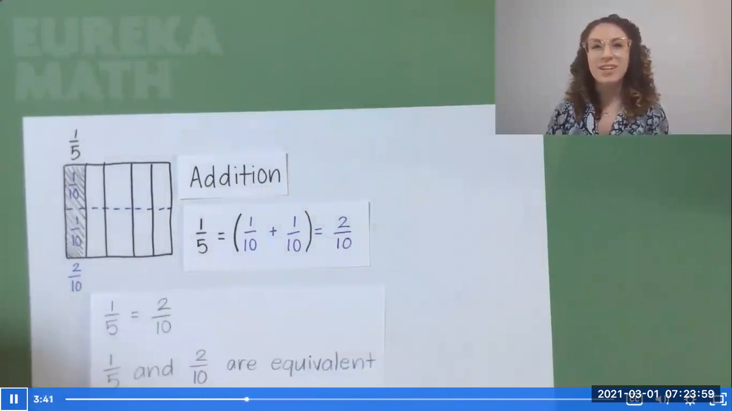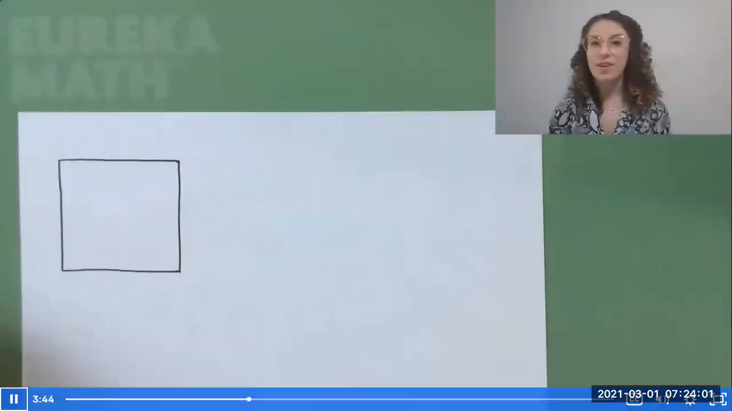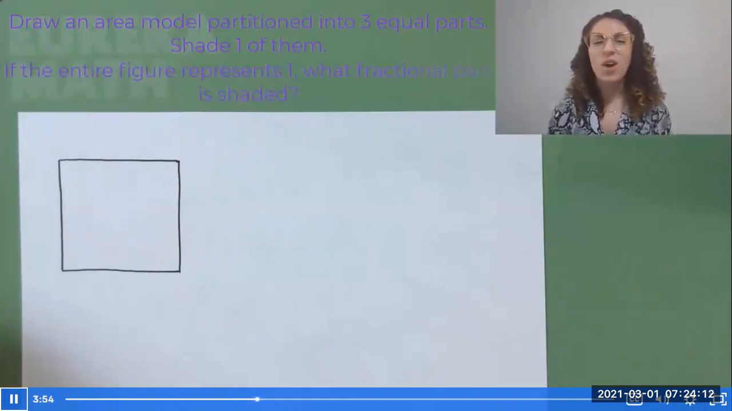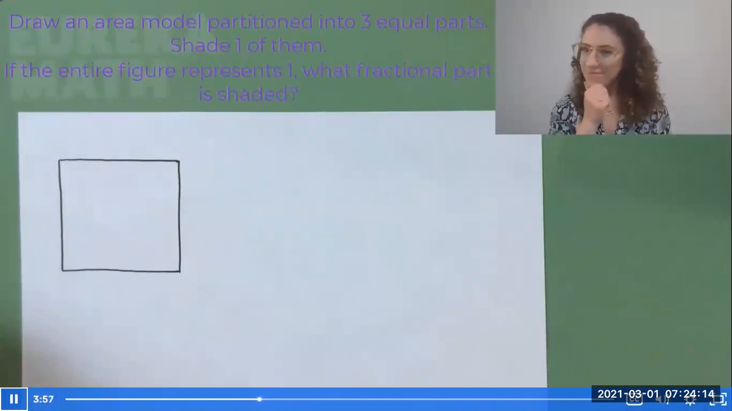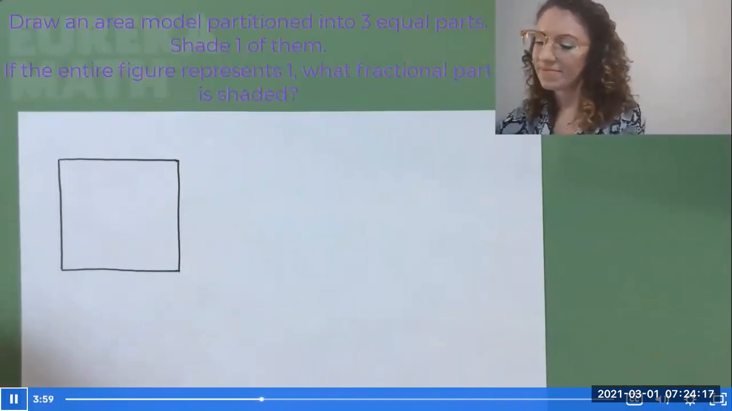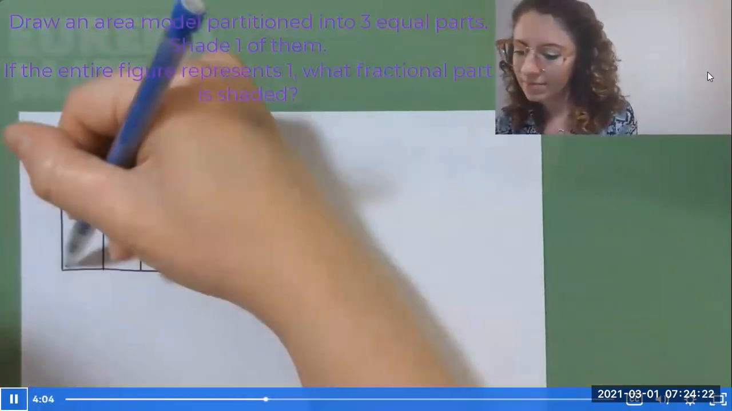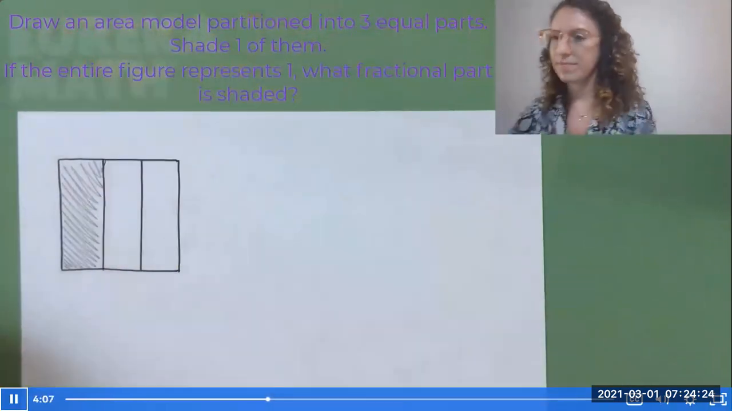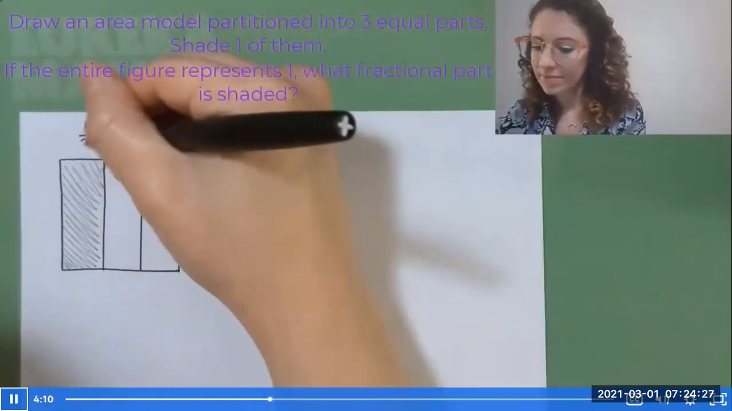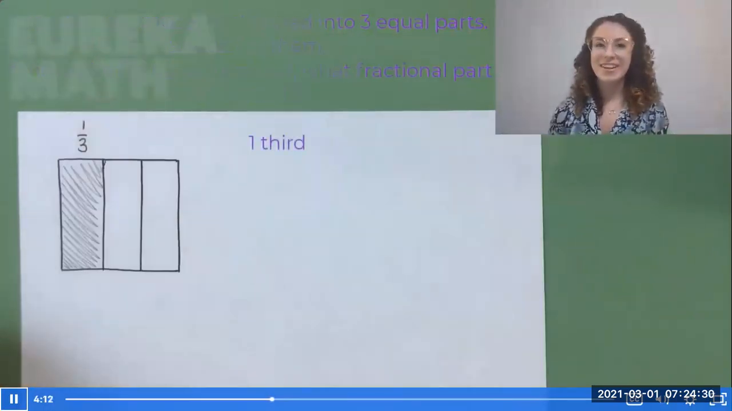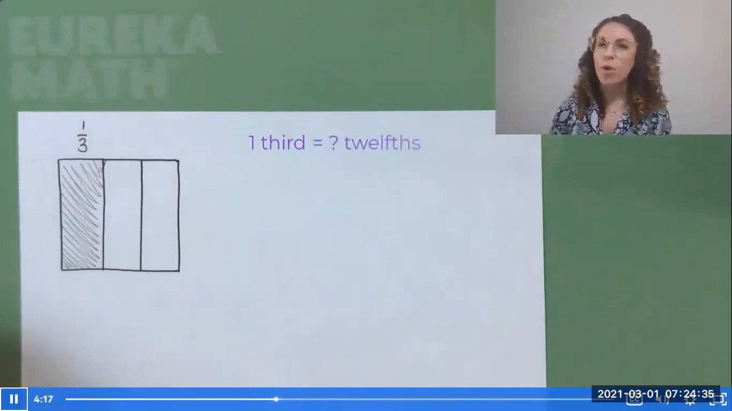Great job! Find room on your page for another. This time, draw an area model that is partitioned into 3 equal parts. Shade one of them. If the entire figure represents 1, what fraction is shaded? One-third. I'm thinking we can make twelfths. How many twelfths are in 1/3?